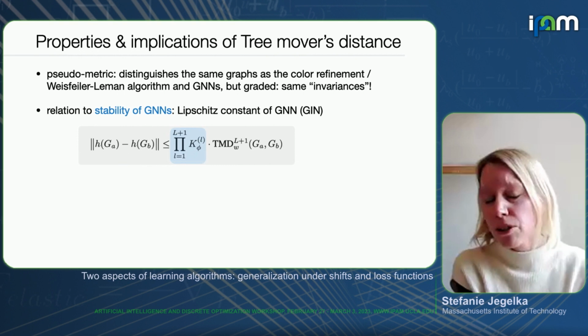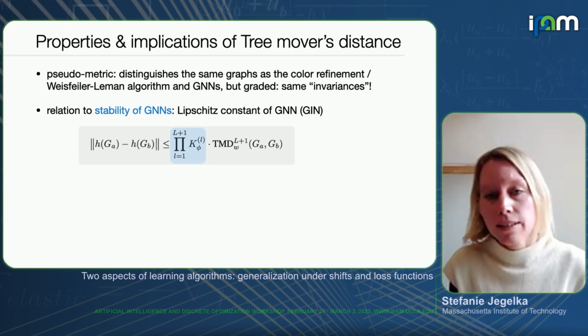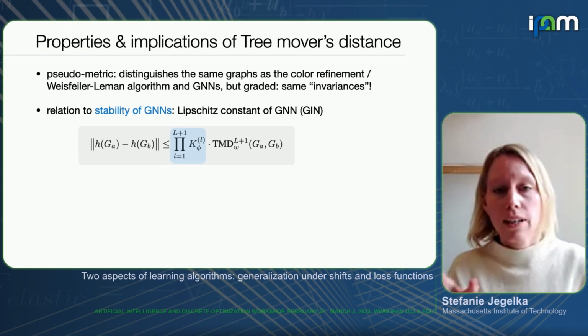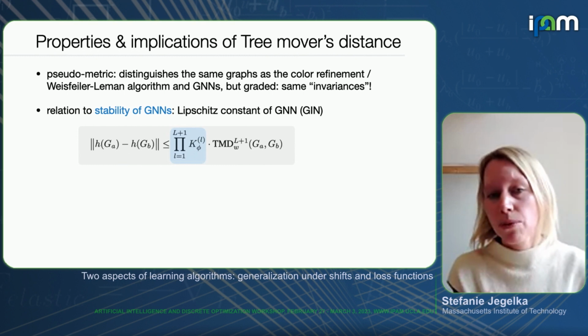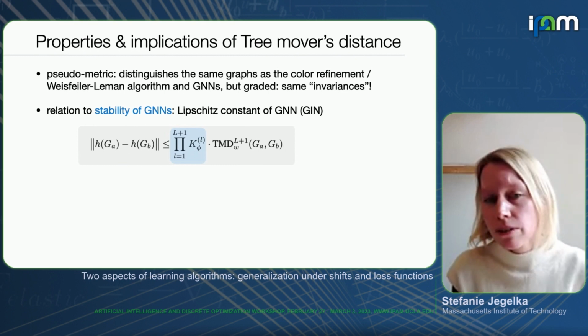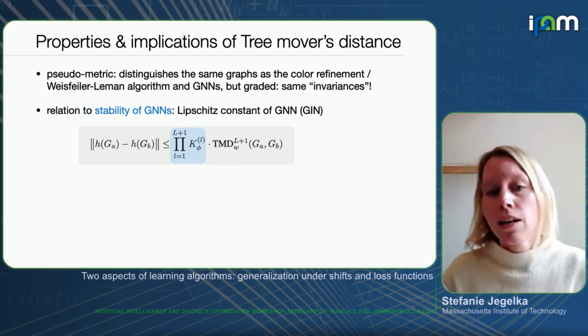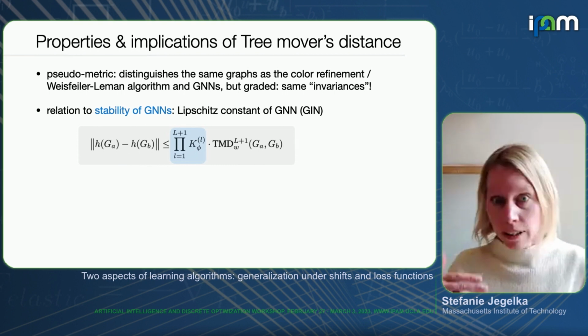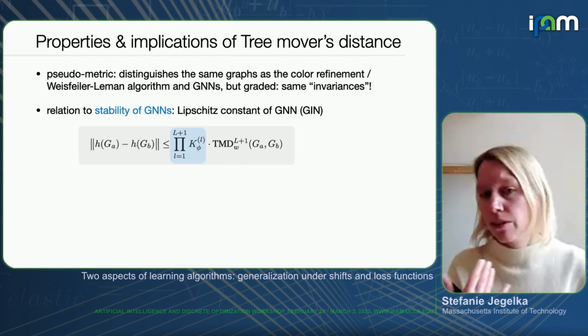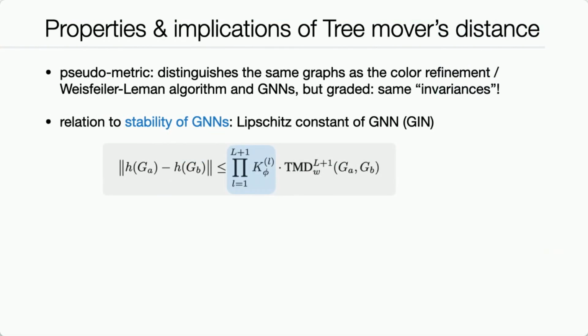So that's the Lipschitz constant. And what you get is the distance of the graphs, and what you also get is a product of the Lipschitz constants of the nonlinear functions in your graph neural network over the layers. So that's the K. And this looks very similar to what you'd get for fully connected networks, where the tree mover's distance would be replaced with the Euclidean distance.